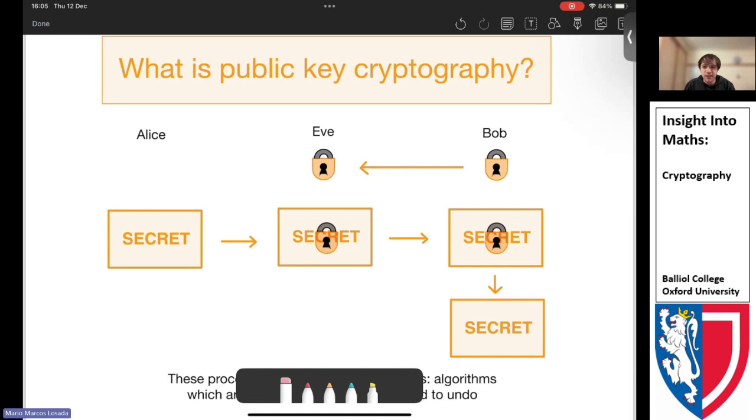There's a very cute way of doing this, using a method of double locking. You just use two locks. Imagine you have a box where you're putting your message in, and you want to send this to Bob.